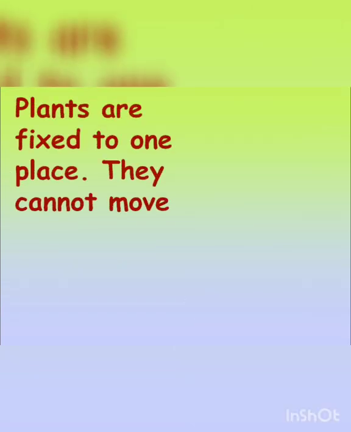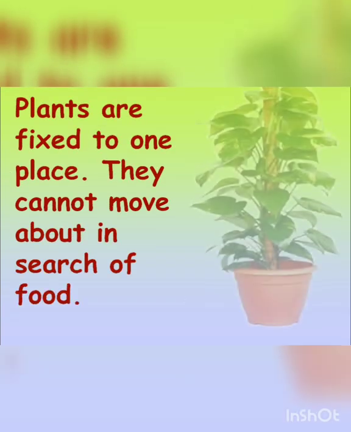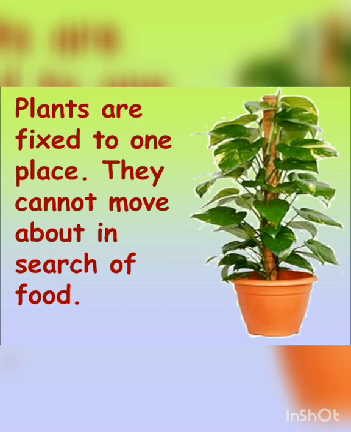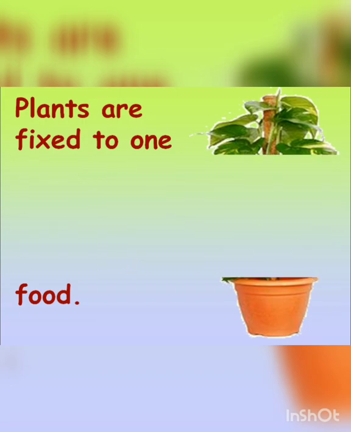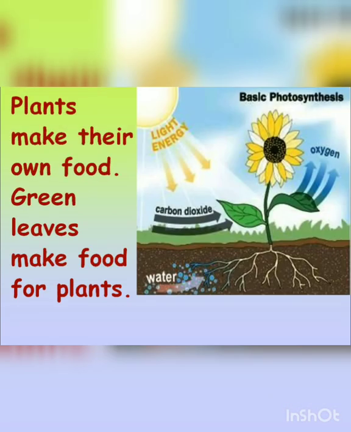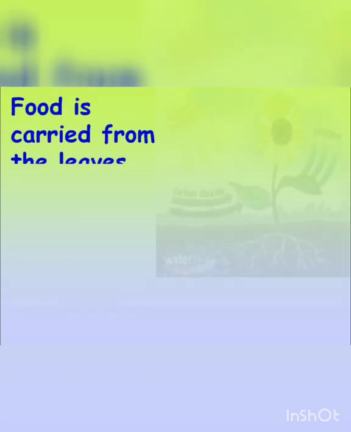Now students, we will discuss the functions of different parts of plants. Plants are fixed to one place. They cannot move about in search of food. As you all know, students, plants are fixed in one place. Plants make their own food. Green leaves make food for the plant. So what is the function of leaves? To make food for the plant.